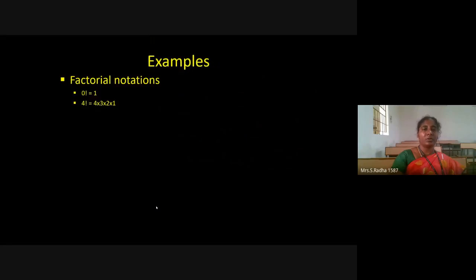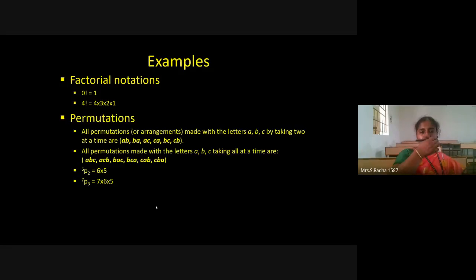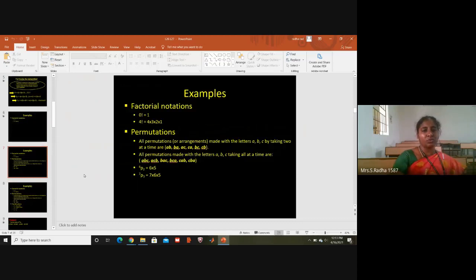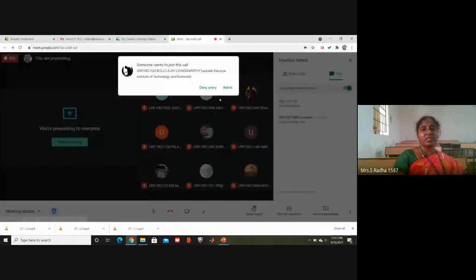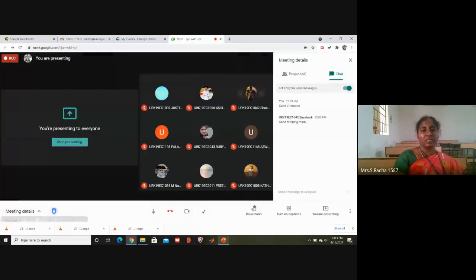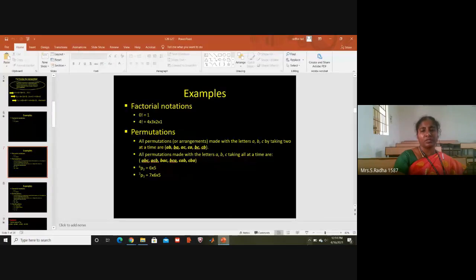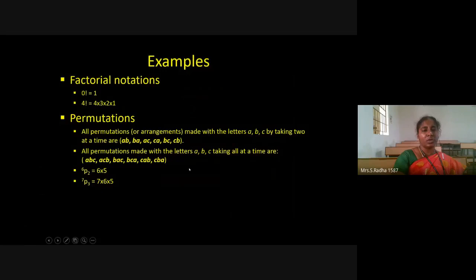Any negative number factorial is 1. And 4 factorial means we multiply 1, 2, 3, 4. 6P2 we write as 6 factorial by 6 minus 2, which is 4 factorial. 7P3 means 7 factorial by 7 minus 3, which is again 4 factorial. This is 6P2 and 7P3. If you simplify, these are the things we are going to get.